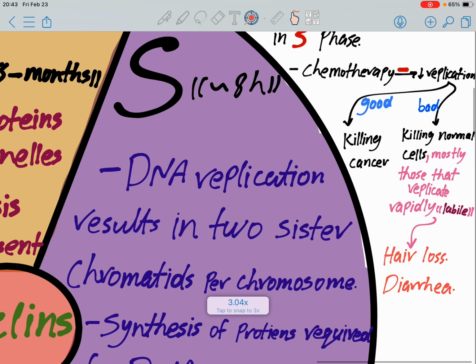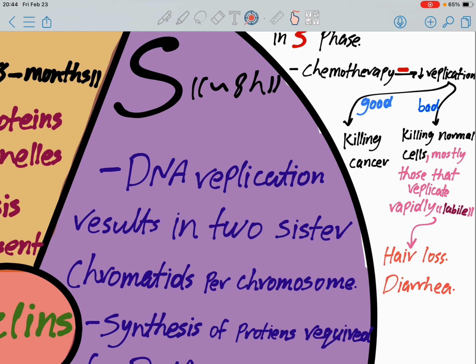Here we have clinical information. The chemotherapy inhibits the replication of the cells of the body, and that results in 2 outcomes, good and bad. Starting with the good news, that leads to killing the cancer cells by stopping the replication and duplication of the DNA. So the cancer is gonna regress, and that's good for the prognosis of the patient.